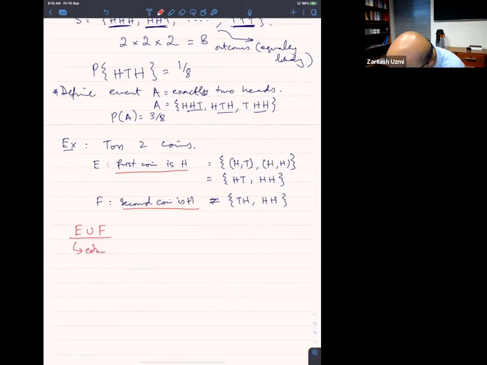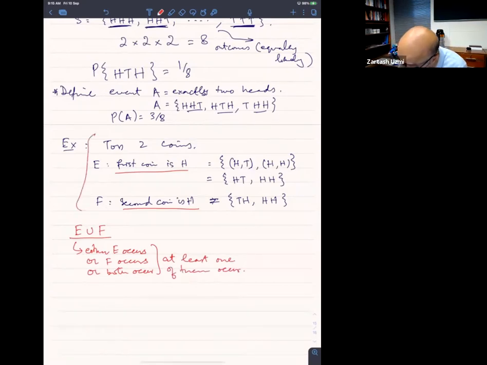So either E occurs or F occurs or both occur. Or we can also say that at least one of them occurs. At least one of them occurs.